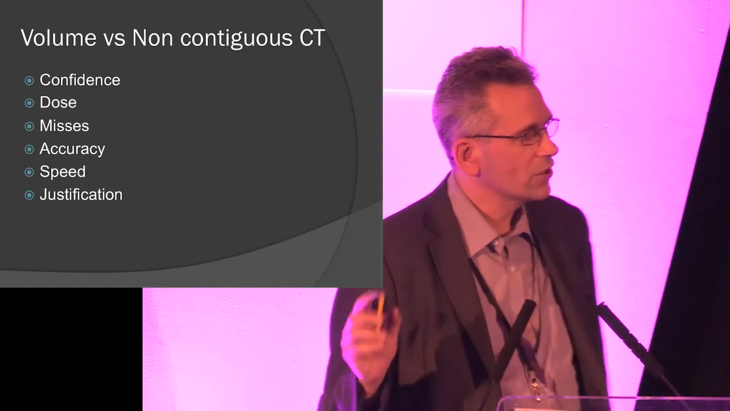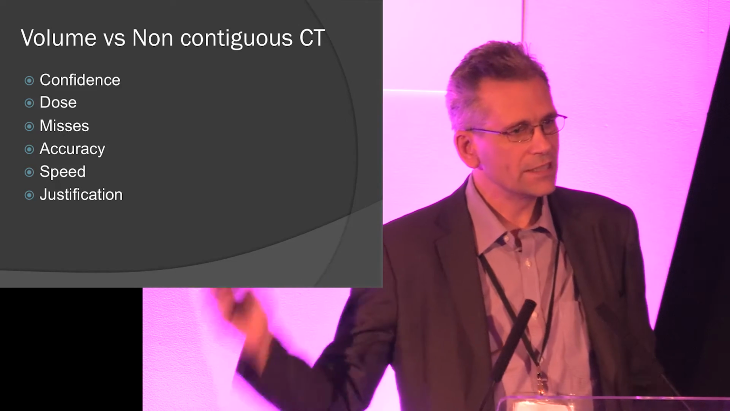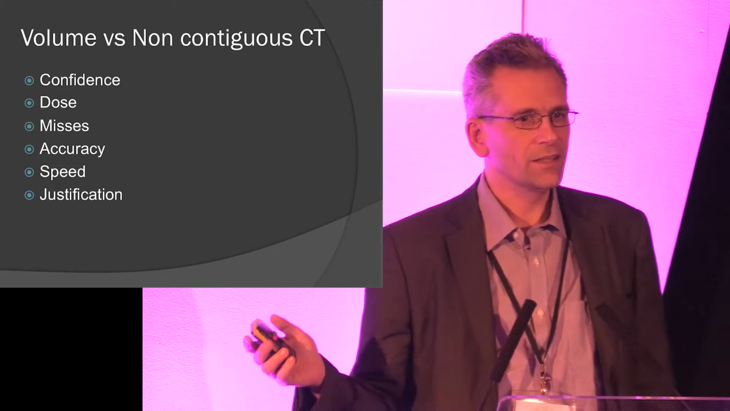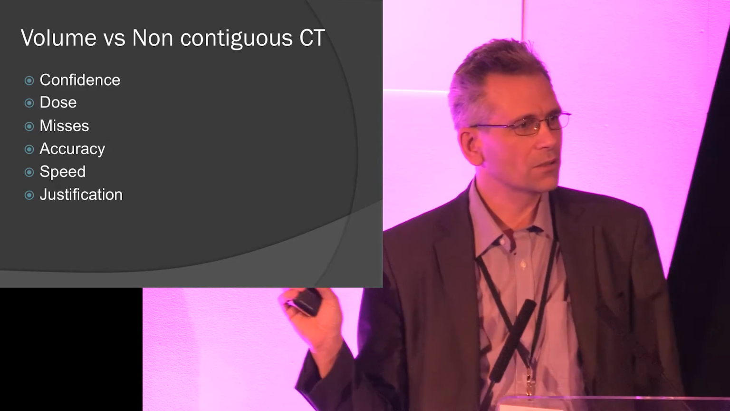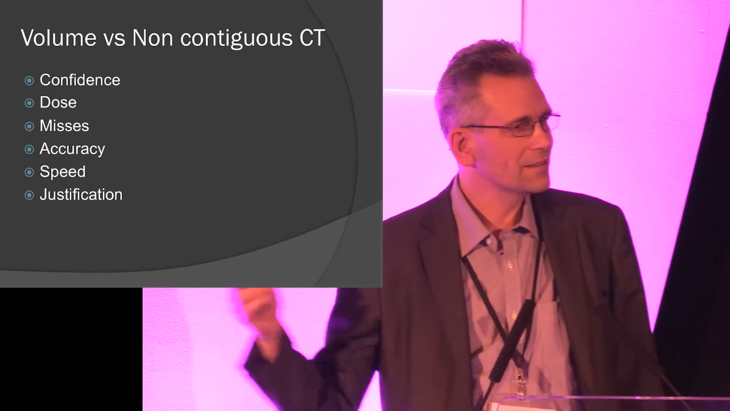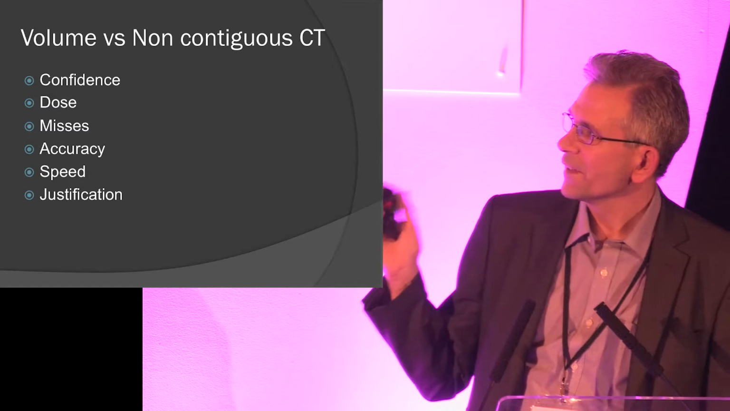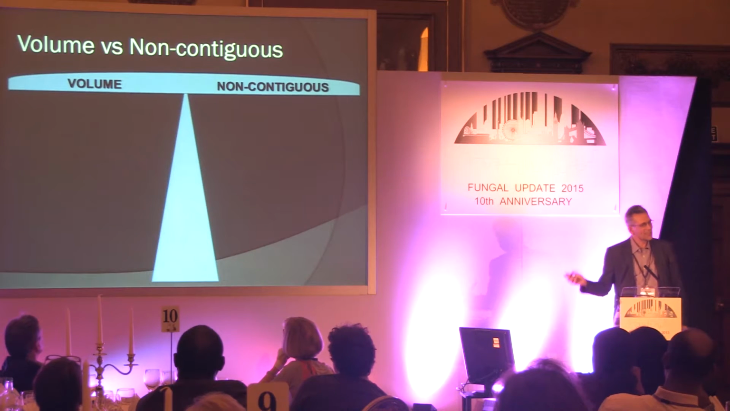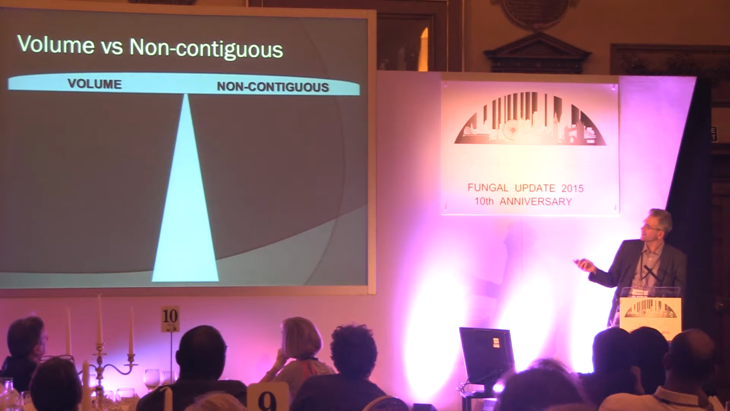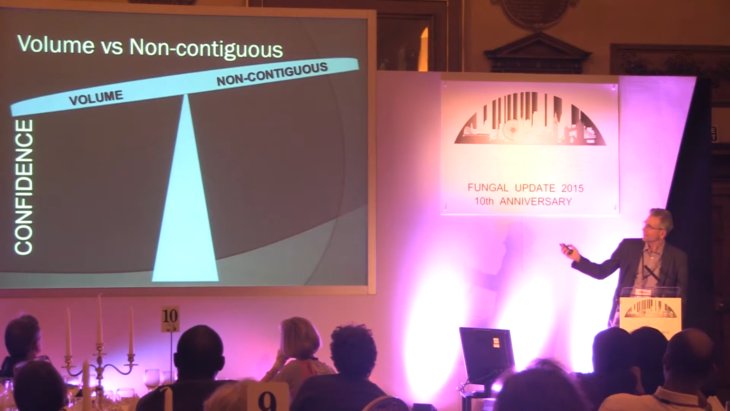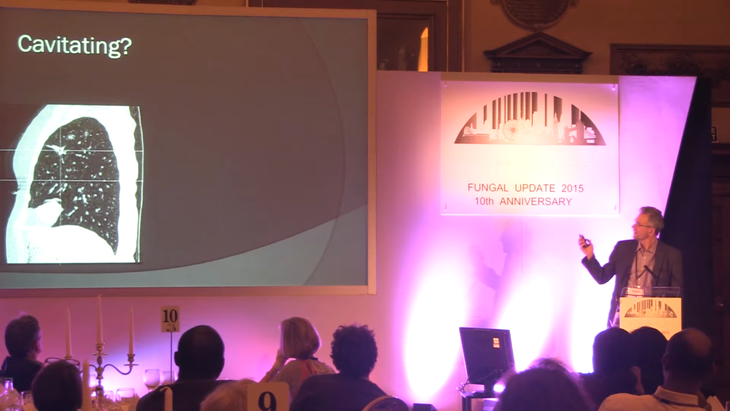I do want to go through volume versus non-contiguous. Whatever institution you come from, you really ought to be doing contiguous volume imaging now through the chest. I used to be clinging on to non-contiguous imaging because the thin sections were better quality. With the new CT scanners, the thin sections are just as good a quality, and you get much more confidence. So I'm going to go through a few slides, and this slide's changed over the last 4 years for me. This is a scale of justice. You get greater confidence in your diagnosis from a volume CT, definitely.